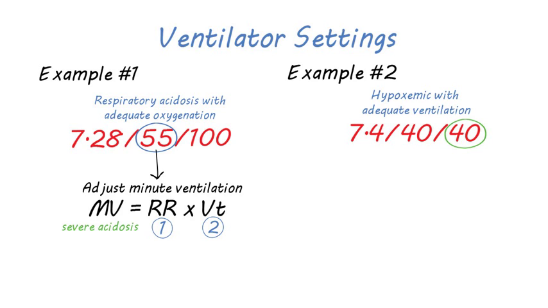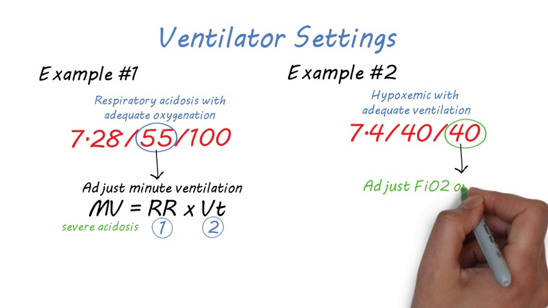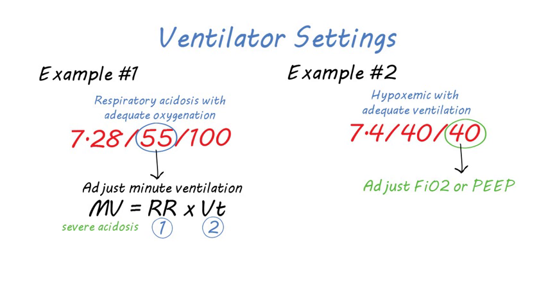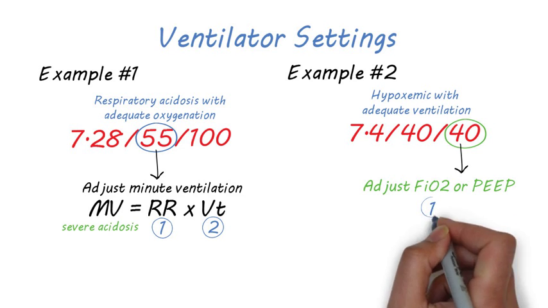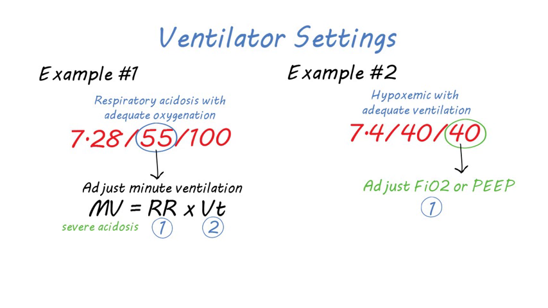Which 2 variables can we change to compensate for this? Generally speaking, for derangements pertaining to arterial O2, we change the patient's FiO2 or PEEP. Therefore, for this patient with hypoxemia, we will likely start by changing her FiO2. We could additionally change her PEEP.